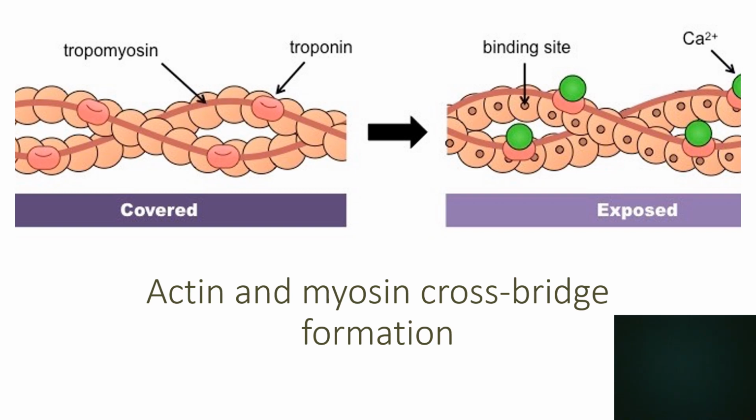Next, the calcium ions bind to the troponin and reconfigure the complex, exposing the binding sites for the myosin heads. The myosin heads then form a cross bridge with the actin filaments.